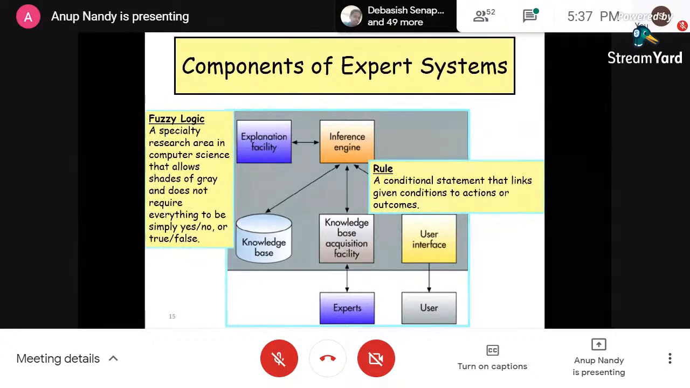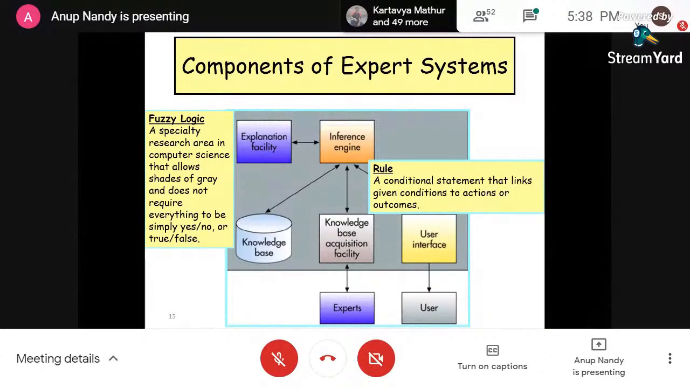Now a rule means a conditional statement, as I already told you. As in the C programming language, where you use a conditional operator, here also you have a conditional statement that links given conditions to appropriate actions or outcomes. For example: all men are mortal, Socrates is a man, then Socrates is mortal. Socrates is mortal is the conclusion.